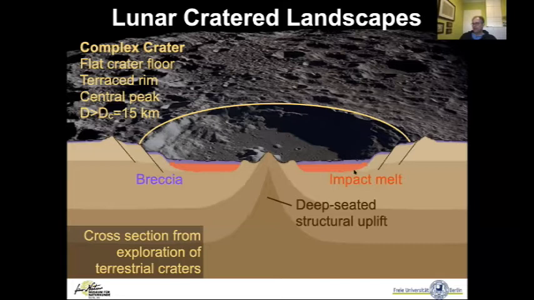The flat inner part, we expect that there's probably melt underneath, but maybe also some breccias. And this is this stepped or terraced crater rim. You see these terraces, normal faults, maybe also listric faults. That's something that could be discussed. But you see that there are big blocks, fragments that have been moved inwards. This is roughly the structure of complex craters.